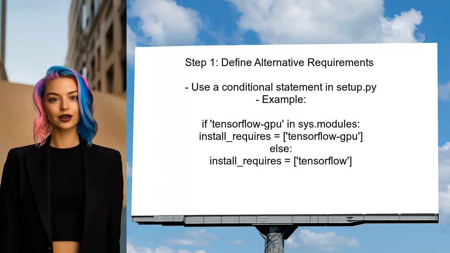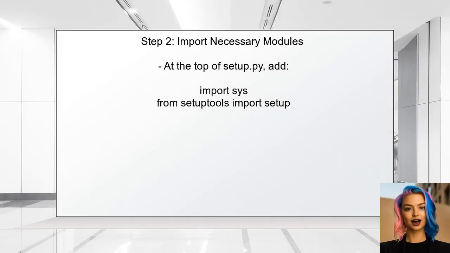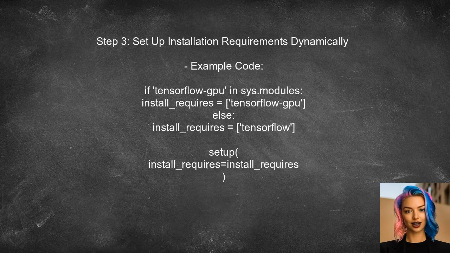To specify alternative requirements in the setup file, the user should start by defining the install requirements in a way that accommodates both TensorFlow and TensorFlow GPU. This can be done using a conditional statement. Next, the user should import the necessary modules at the beginning of the setup file. This includes importing the sys module to check which package is installed. Now, the user can set up the installation requirements dynamically based on the installed package. This ensures that the correct version is used during installation.